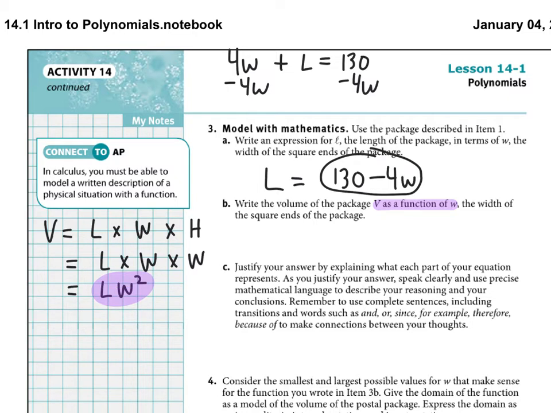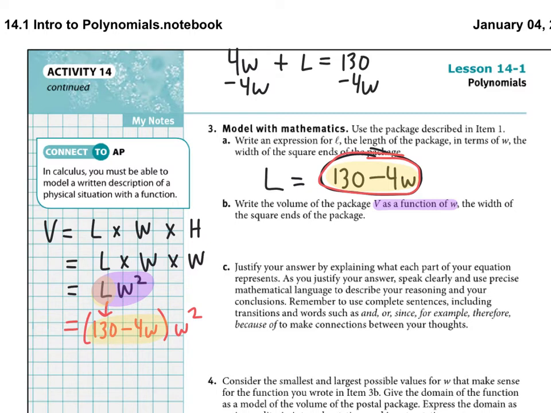Volume is length times width, right? We know up here that this is equal to L. So where that L is, I'm going to replace it with 130 minus 4W times W squared. So what we did, we took this 130 minus 4w and substituted it in for L.